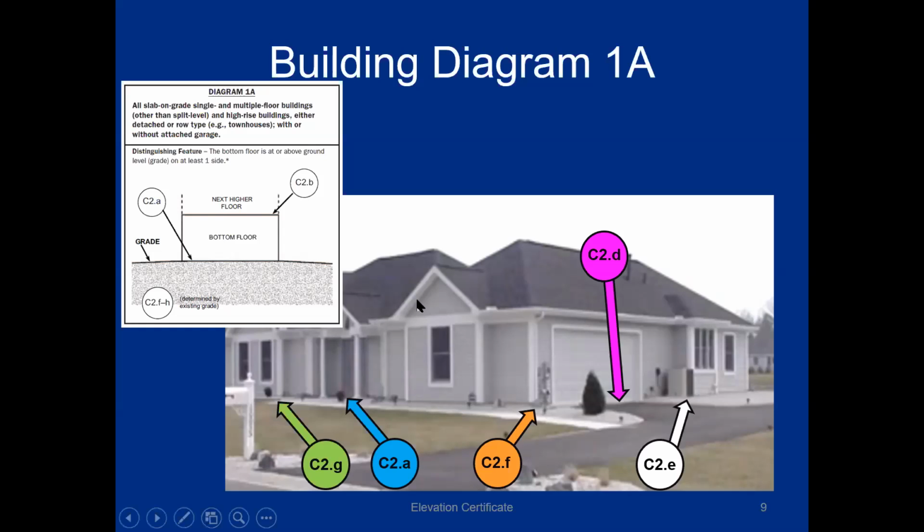Here's a house that describes that, and here's the diagram that shows basically what building 1A is. Now, all of these things are from section C2. Those are the building elevations. C2A is top of bottom floor, and they use the term bottom floor rather than lowest floor because lowest floor is a defined term, and they don't want the person filling out the elevation certificate to try to make that determination of what is the lowest floor. The lowest floor will determine whether the structure is compliant or not with construction standards. It will also determine how the building is rated for the flood insurance policy. So bottom floor, top of bottom floor, and I'm not going to go through all of the C2 items. C2E is mechanical and electrical. Anyway, building diagram 1A.